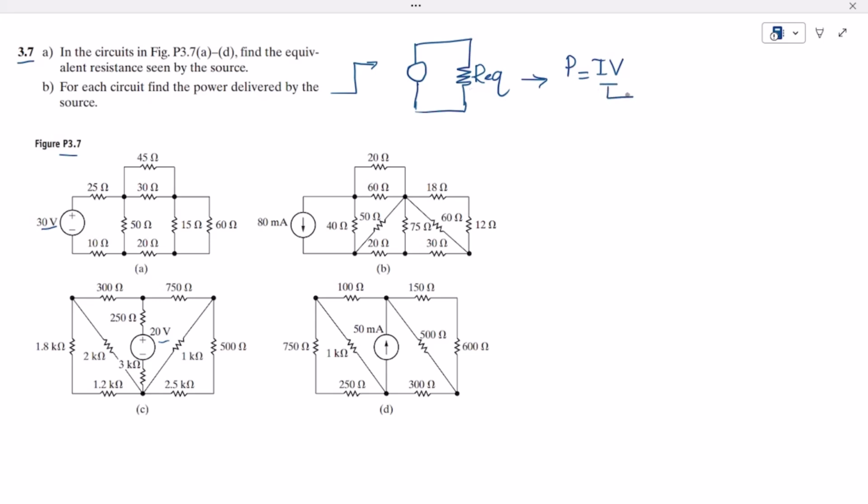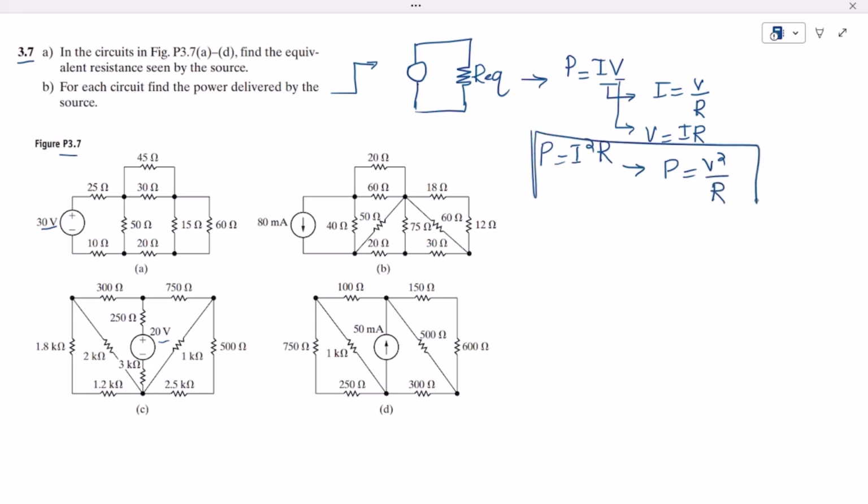Here, either you can put I equal to V by R, or if there is a voltage source, you will put V equal to IR. From it you will find the powers, which will be in the form of the consumed power across this resistor. So those would be P equal to I squared R, or P equal to V squared divided by R. You can use any of these formulas for the power. Now, as we are here, we will find the equivalent resistances.